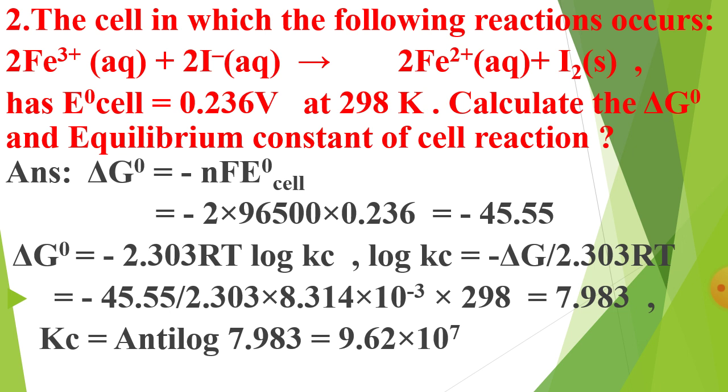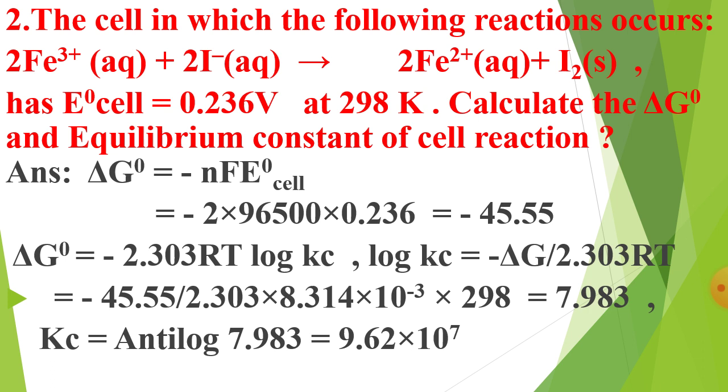So we know the formula: ΔG° equals minus nFE°cell. The value of F equals 96,487 coulomb per mole, but for calculation it will be taken as approximately 96,500. So now put the values of n, F and E°cell. We get the answer, minus 45.55 joule.